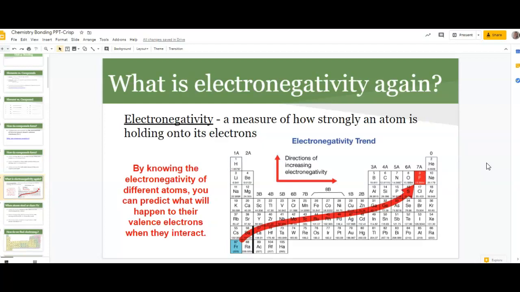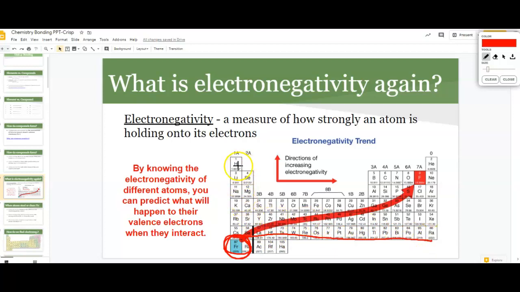So here's kind of a picture of what that electronegativity piece looks like. You can see that there's a super low electronegativity down here at the bottom of the left side, and then it increases as you go across. So as you move across in the same row, it's going to become more and more electronegative.